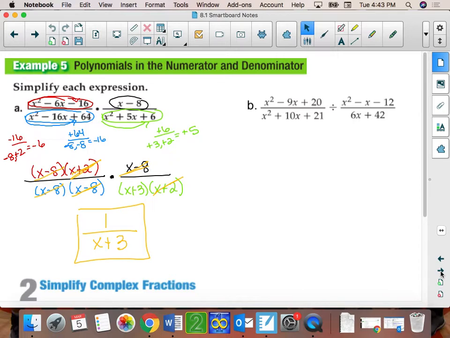Okay, for part B, again, I'm going to rewrite this first. Since this is division, I'm going to keep the first fraction as is. And I'm going to change division to multiplication, and then I'm going to flip it.